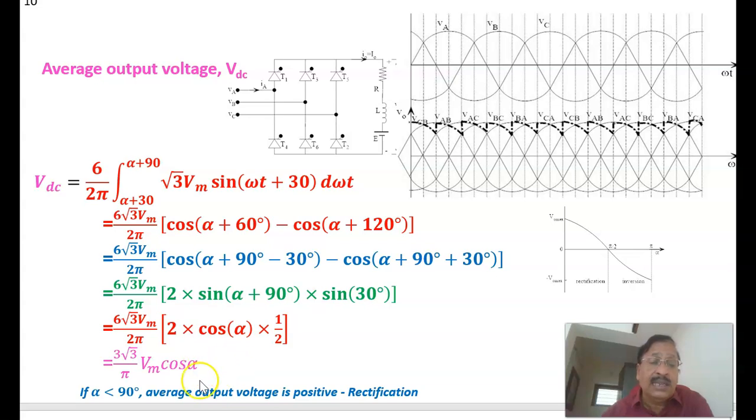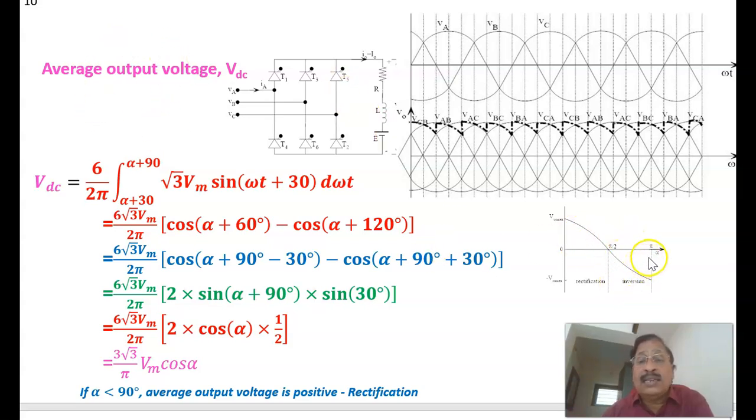Now, in this case, if alpha is less than 90 degrees, this will be positive, and it will work as a rectifier. If alpha is more than 90, this will become negative, and it can work in an inversion mode. Therefore, if alpha is less than 90, the average output voltage is positive. That is the rectification process.